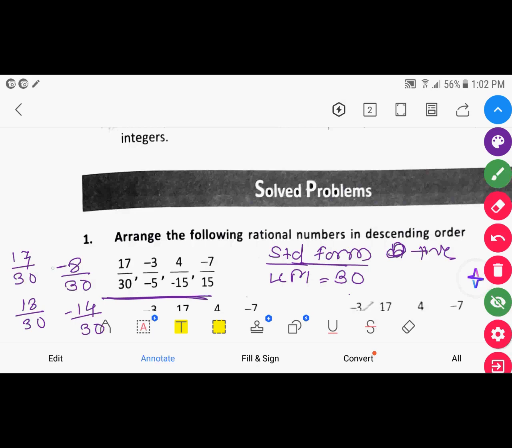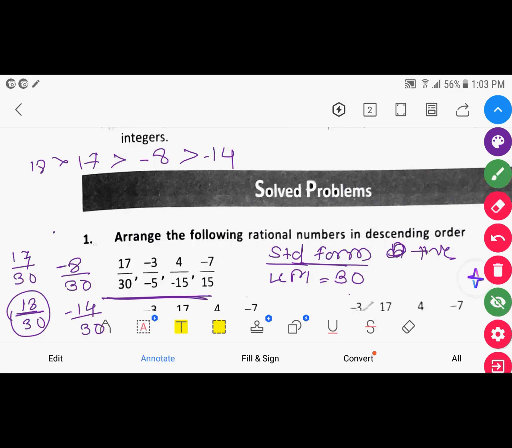Now we have to arrange in descending order. So first we have to take the bigger number. Which is the bigger number here? 18 upon 30, because 18 is greater than 17. 17 is greater than minus 8, and minus 8 is greater than minus 14, because though 14 is greater than 8, while thinking about the minus sign, among the negative integers, the bigger number is smaller and the smaller number is bigger. Okay, so minus 8 is greater than minus 14.